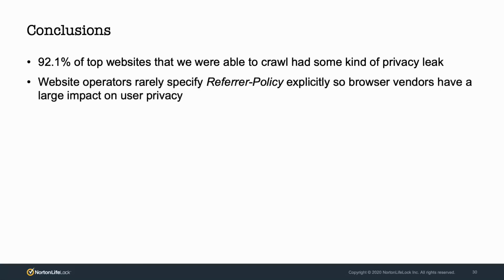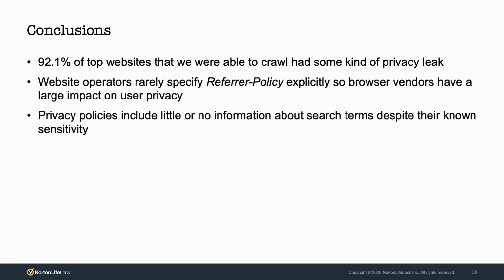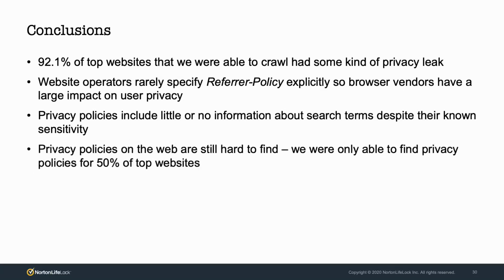Website operators rarely specify the referrer policy explicitly, so browser vendors have a large impact on user privacy. Privacy policies include little or no information about search terms, despite their known sensitivity. And finally, privacy policies on the web are still hard to find. We were only able to find privacy policies for 50% of top websites.